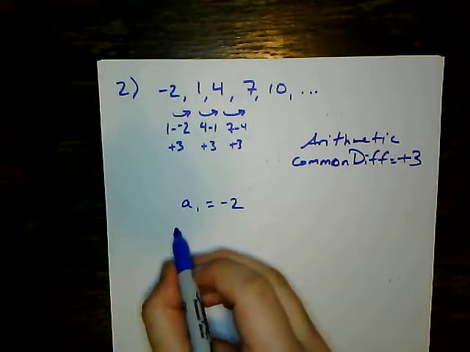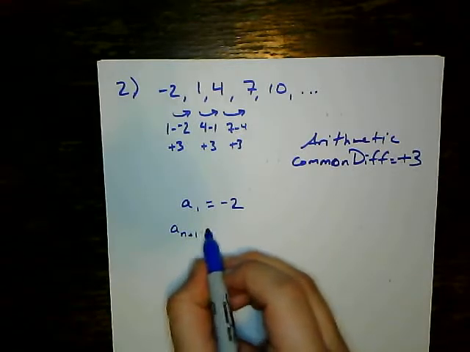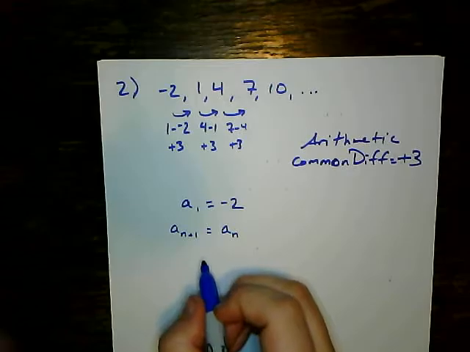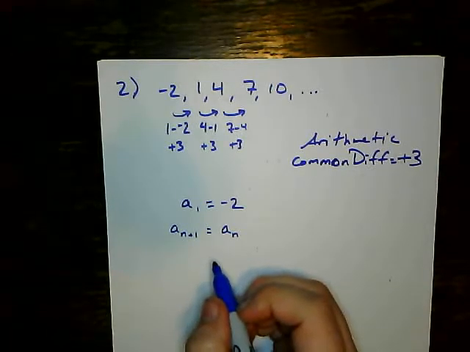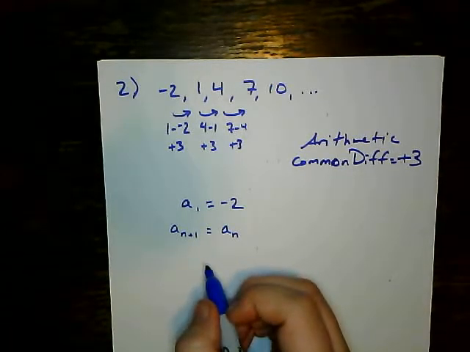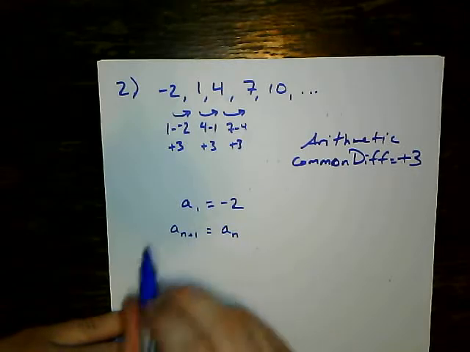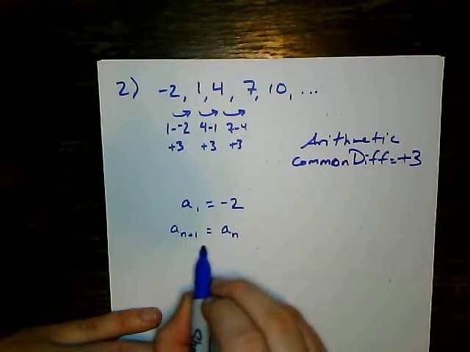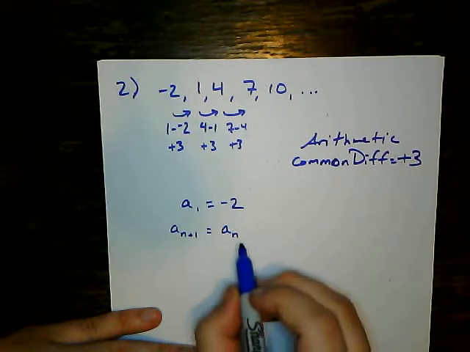Now, I want to use the format a_(n+1) equals a_n. Last time we said a_n equals a_(n-1), which is fine. They're both the same. They both tell us the same thing. It's a different way of writing it. I want us to be exposed to both kinds, so we can see either of those in the EOC.